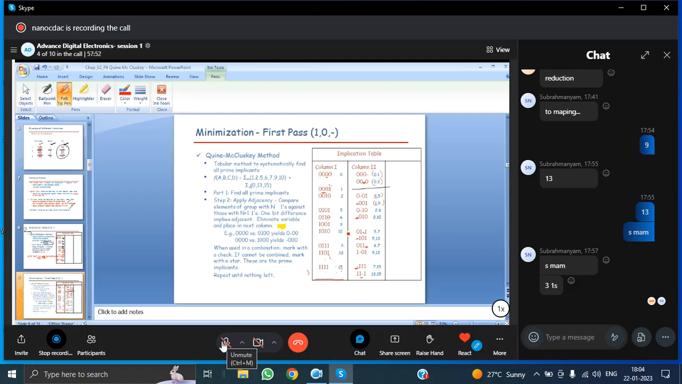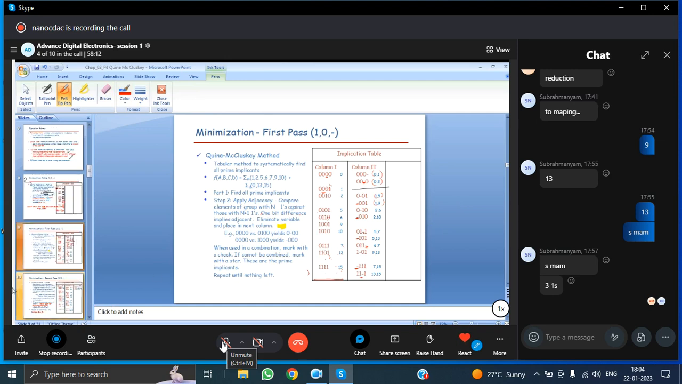Okay, so see, repeat until nothing more can be combined. When a term is used in combination, mark it with a check. If it cannot be combined, mark it with a star. These are prime implicants. So repeat until nothing is left. Okay, so we have done all the things.